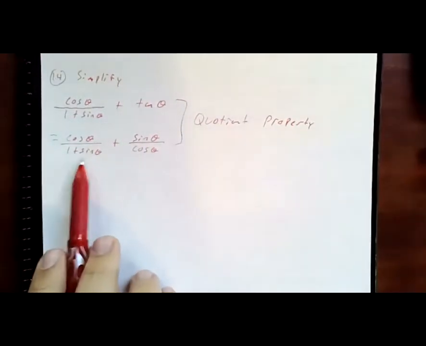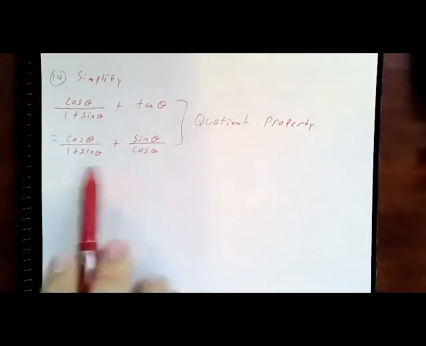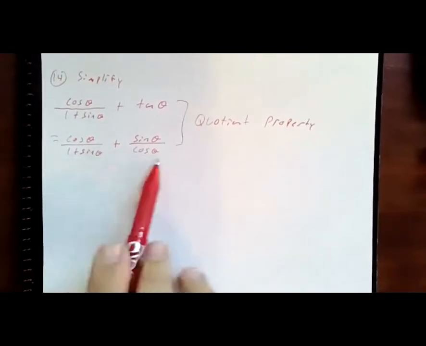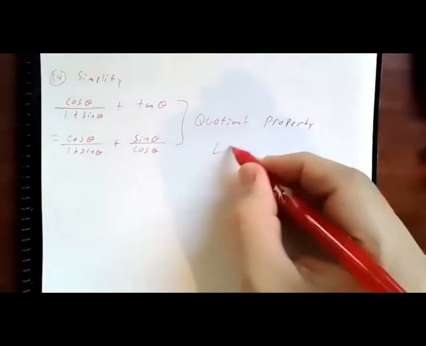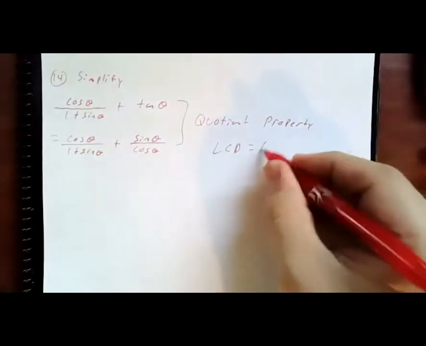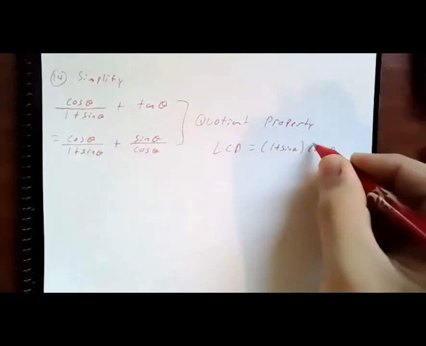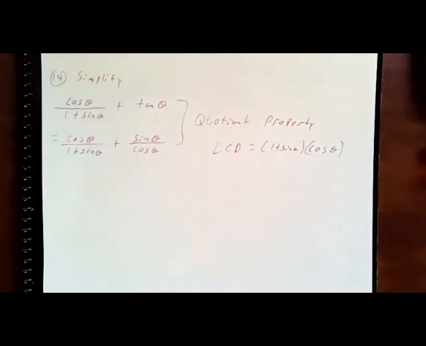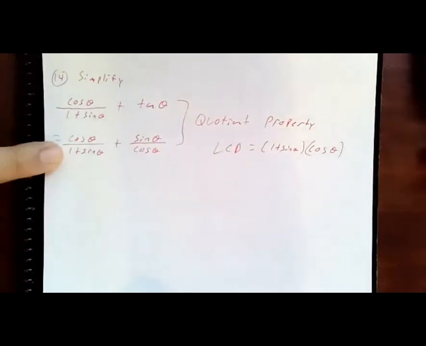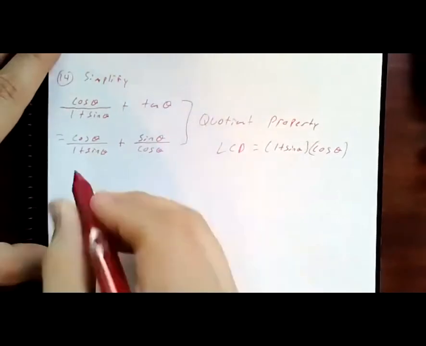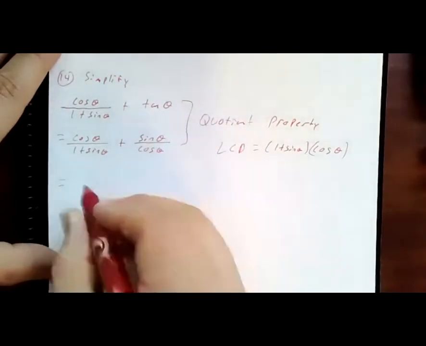So add these two fractions, so you have to introduce the LCD. Since the denominator is prime for both of them, the LCD has to be the product of both denominators. So LCD has to be 1 plus sine theta times cosine theta. So this one needs the cosine, this one needs a 1 plus sine. So here we go.